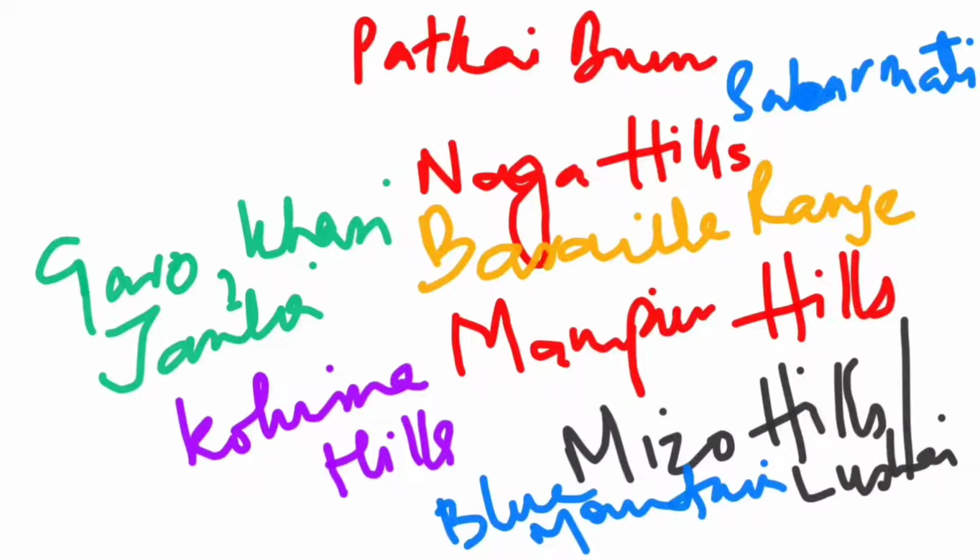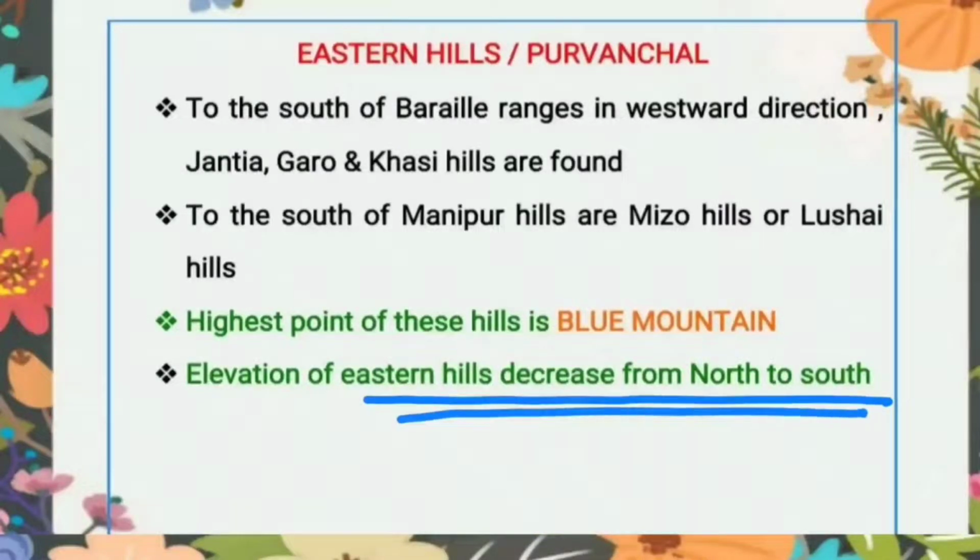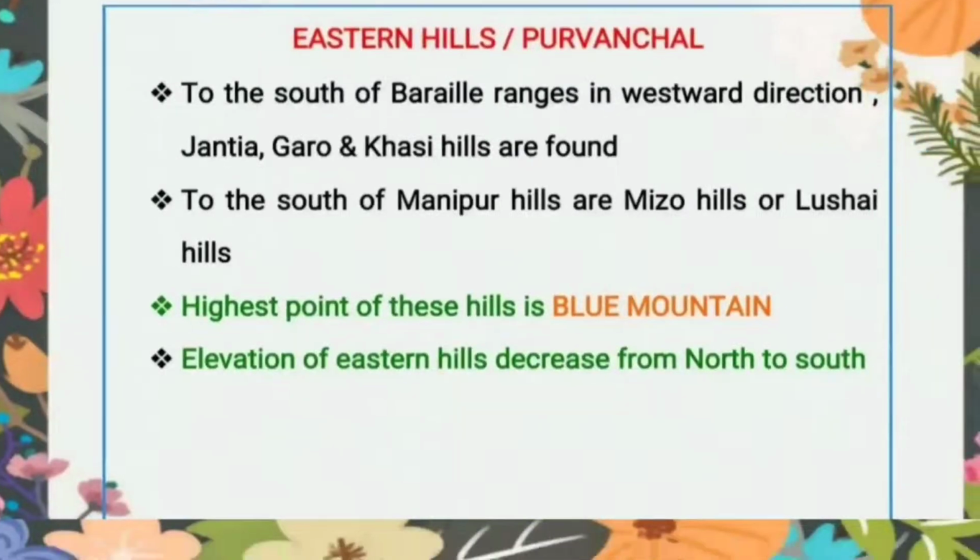Maybe it is a bit messy. You can practice it on your own so that you will remember it even more easily. And the most important thing, the elevation of the eastern hills decreases from north. That means from Arunachal moving to Mizoram, the elevation of the mountains keeps on decreasing.